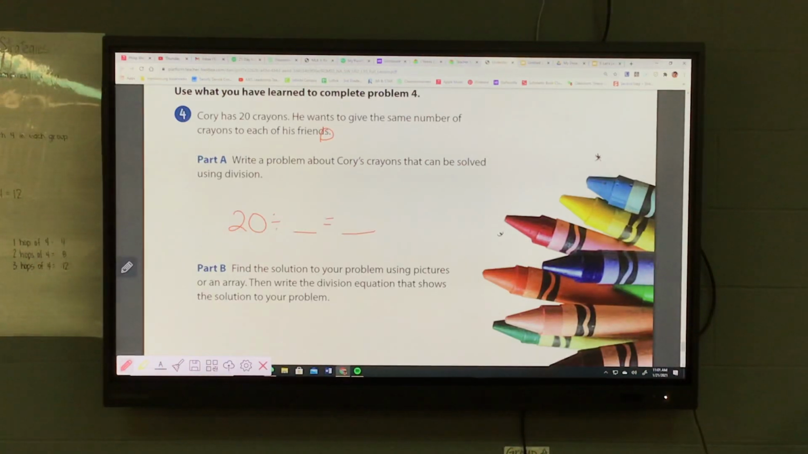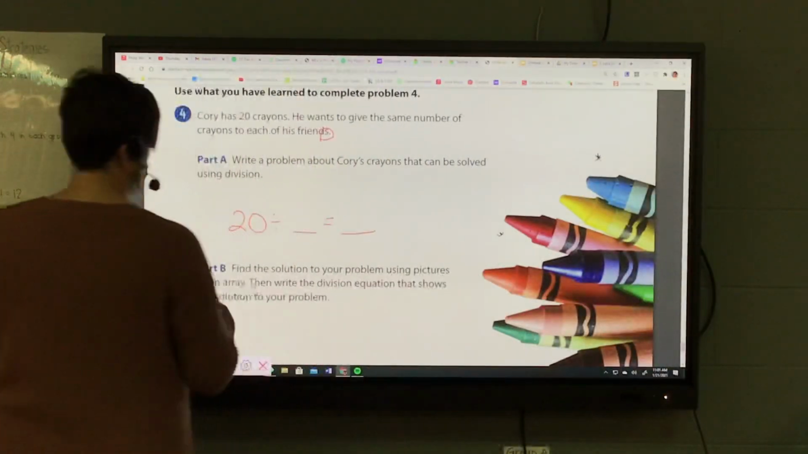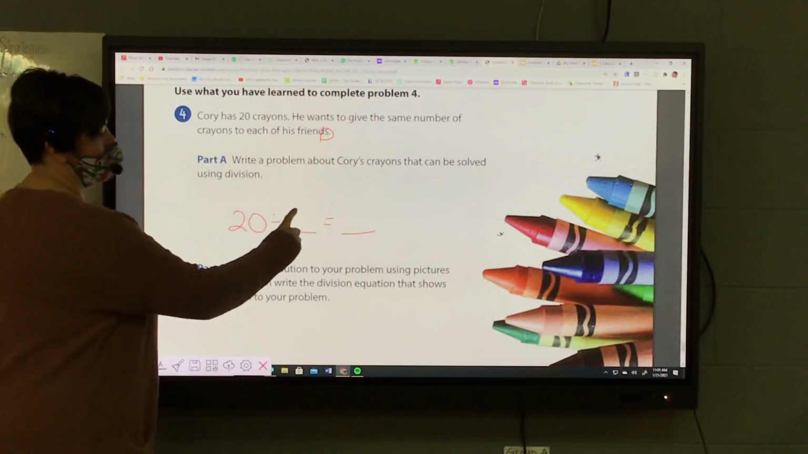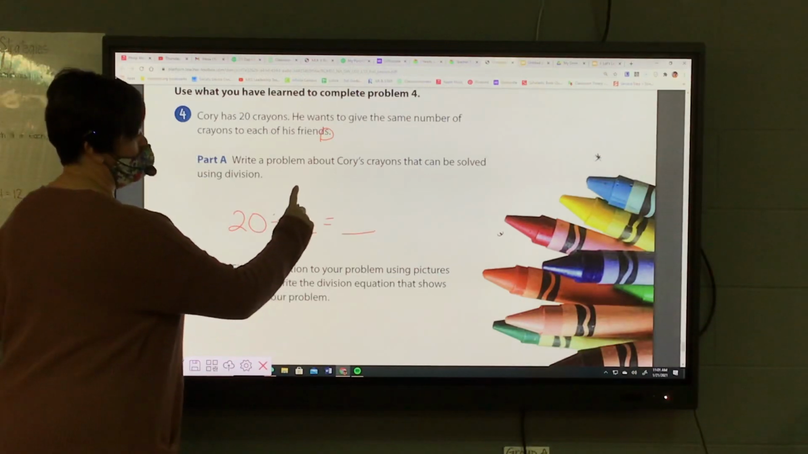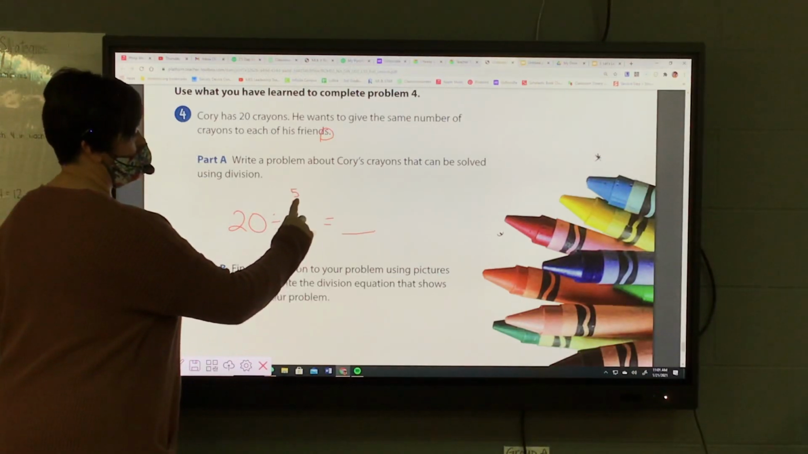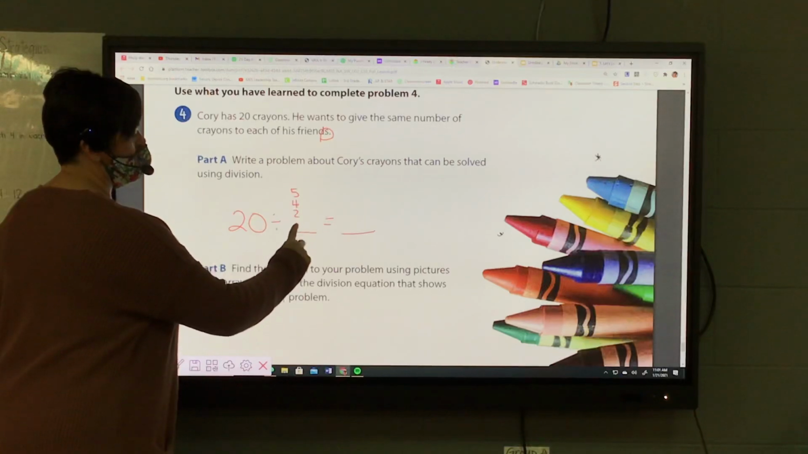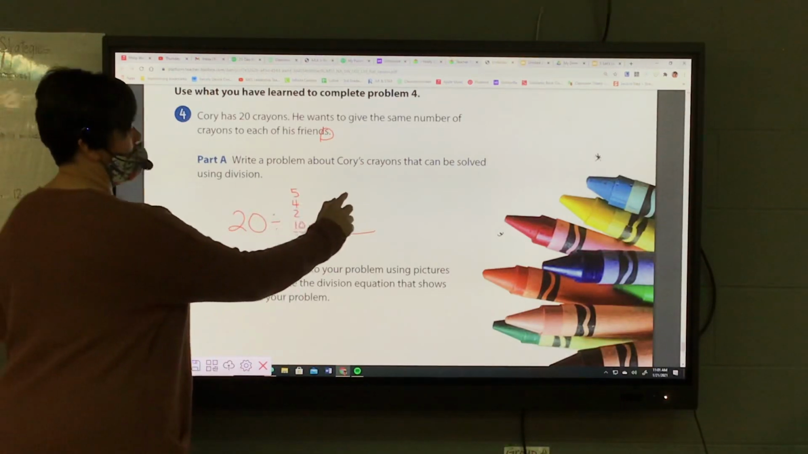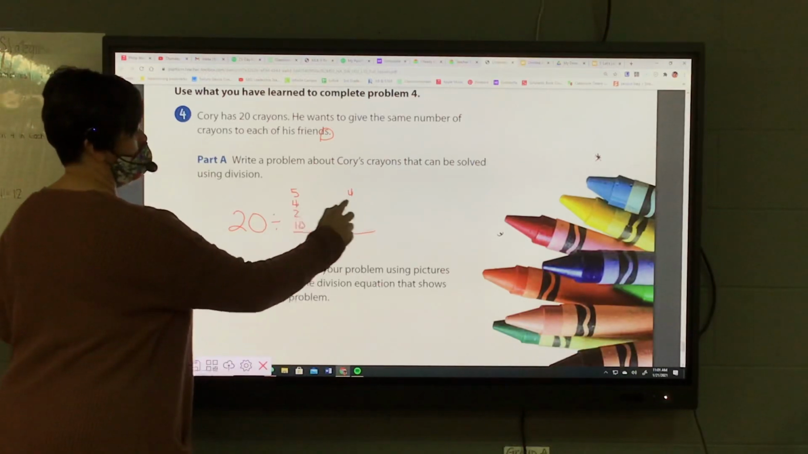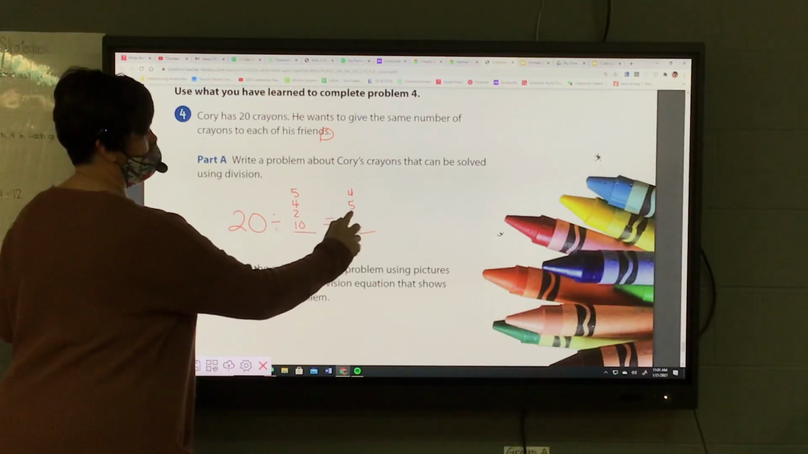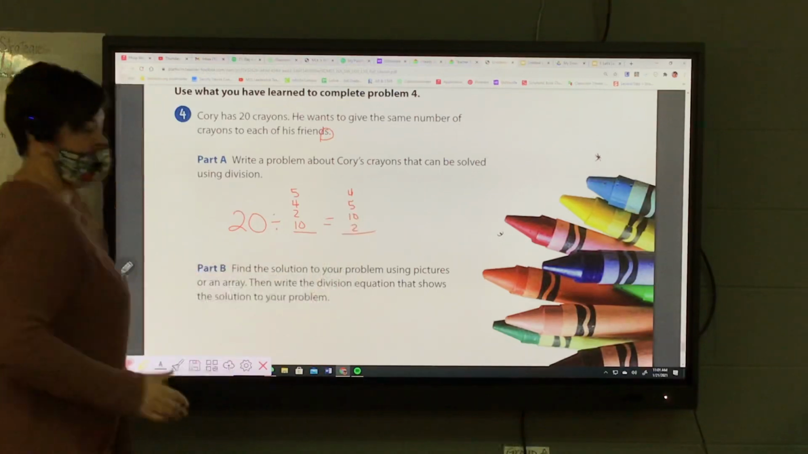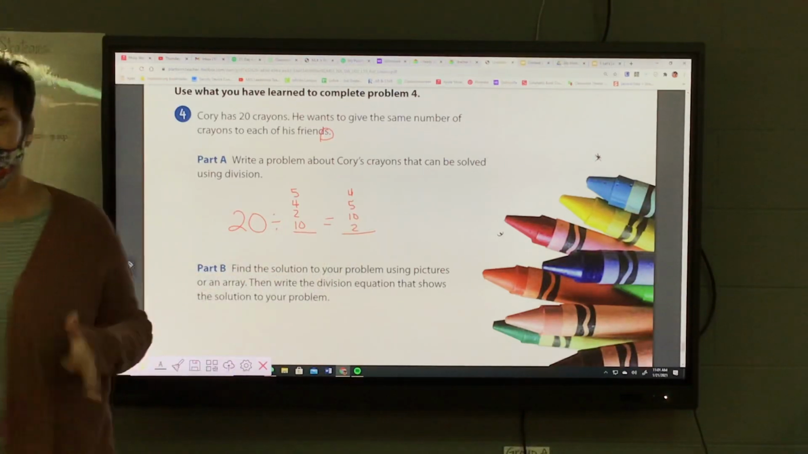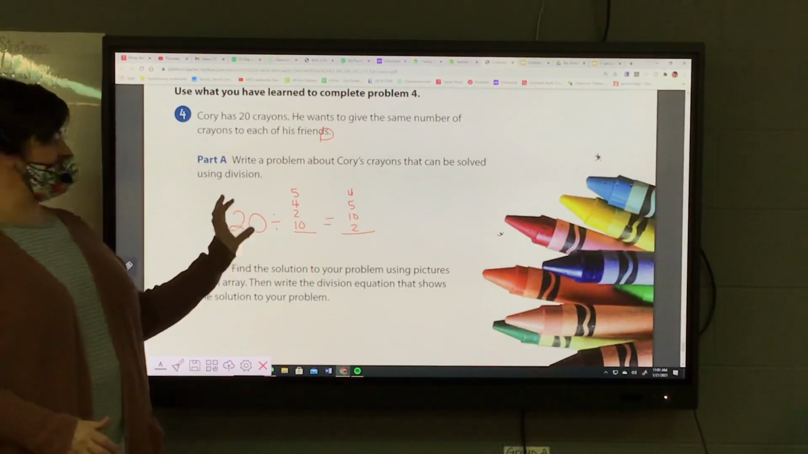So what you were saying, some of you said, I'm just putting in different numbers. You could have put 5 here, or 4 here, or 2 here, or 10 here, right? So across from 5, you would have had 4. Across from 4 would be 5, 10, or 2. Depends on how you wrote it. But you're saying you have 20 total.